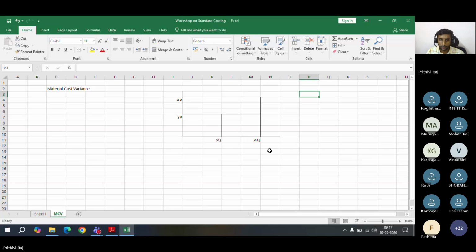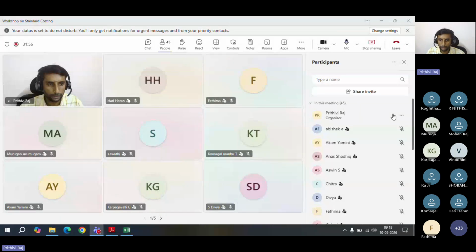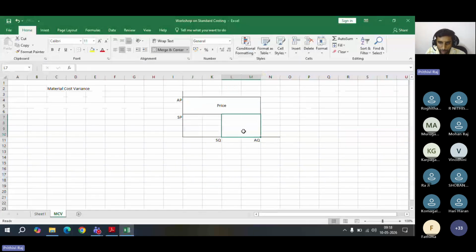Okay. Now we have two boxes. This box, where you see the difference between standard price and the actual price, is called the price variance. And this box between the standard quantity and the actual quantity is the usage.